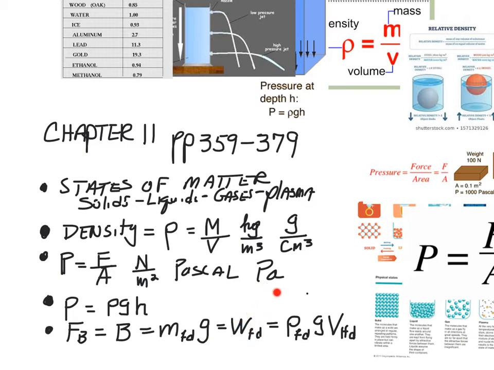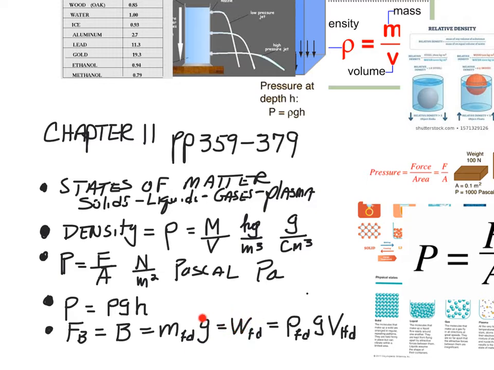So if you put an object in water, the weight of the water it displaces is the buoyant force. If you put it in air, the weight of the air displaced is going to be much less, so the buoyant force in air is less. So we float in water, but we don't float in air, because of the difference in density.